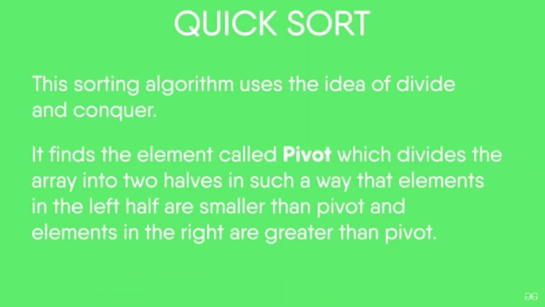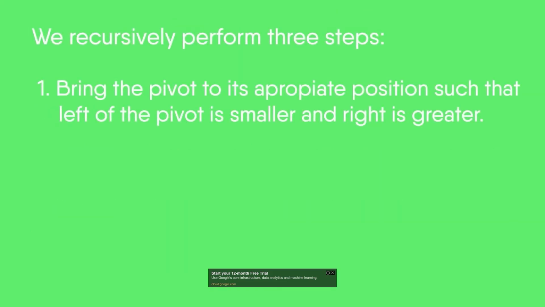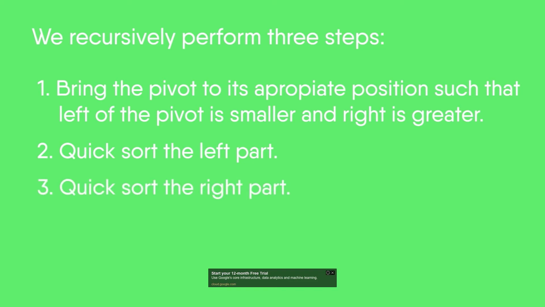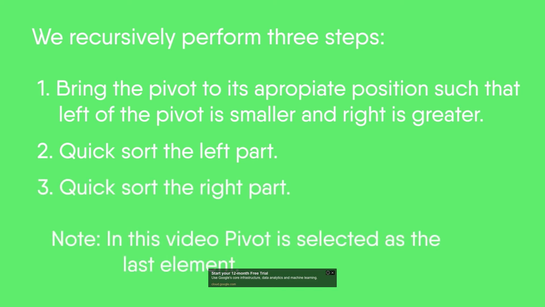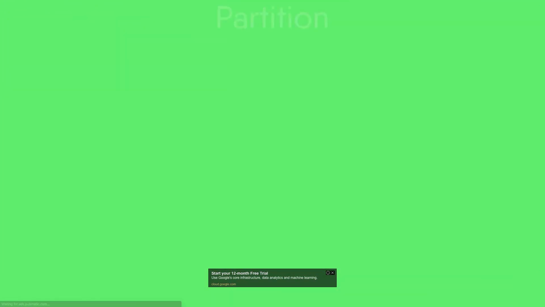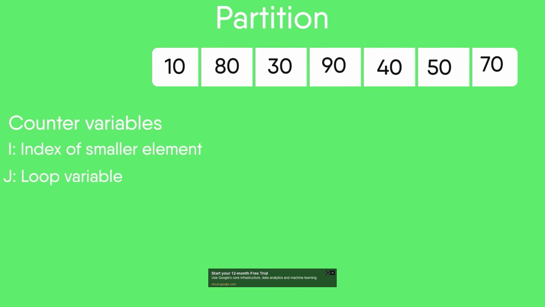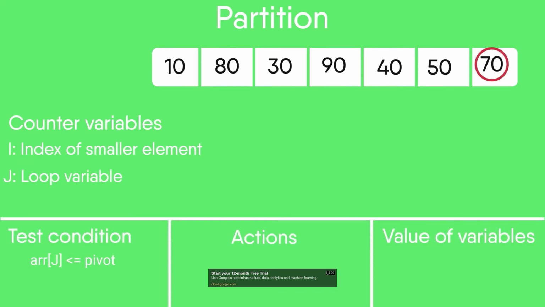So here, they're mentioning divide and conquer. It uses a pivot to divide the array into two halves, right? It uses recursion to break up the array each time. Here they're selecting the last element. In that case, it's 70 here. That's the pivot.